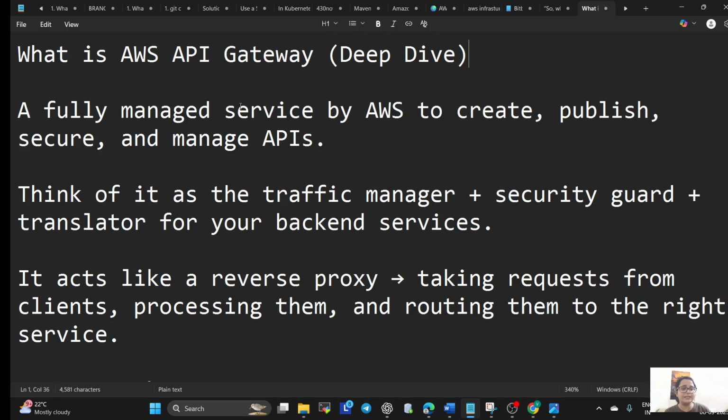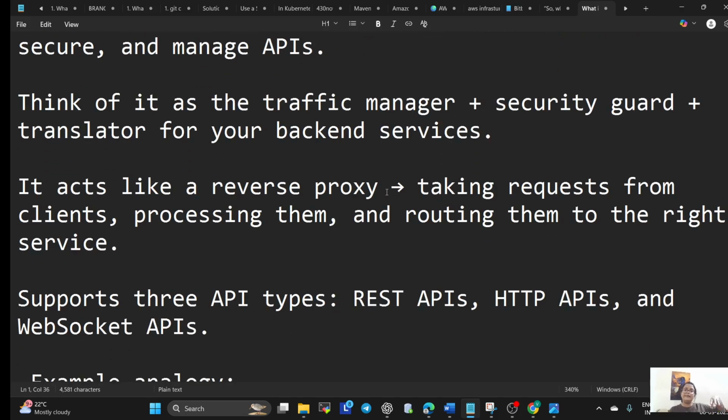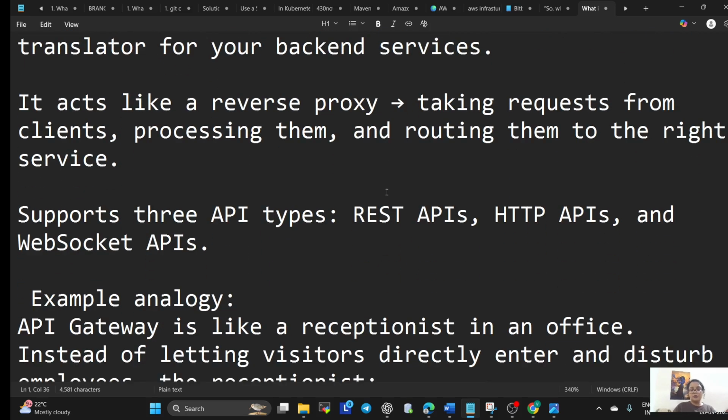It is a fully managed service by AWS to create, publish, secure and manage APIs. Think of it as a traffic manager, a security guard, or a translator for your backend services. Suppose they are the backend. It acts like a reverse proxy, taking requests from the client, processing them, and routing them to the right services. It supports three API types: REST API, HTTP API, and WebSocket API.